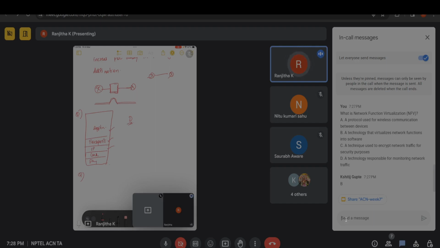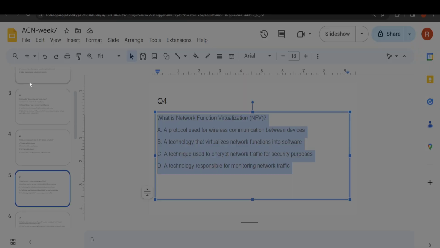So NFV is not a technique used for encrypting. It's not a technology responsible for monitoring network traffic, and it's also not a protocol used for wireless communication. So NFV is nothing but a technology that virtualizes network functions into software. So the answer is B. The next question.